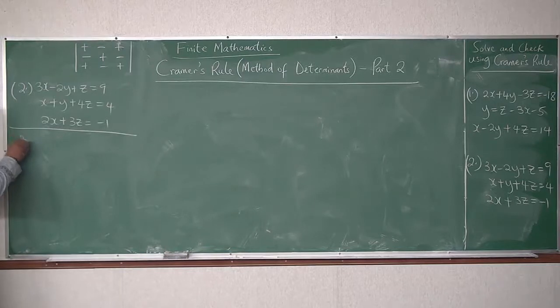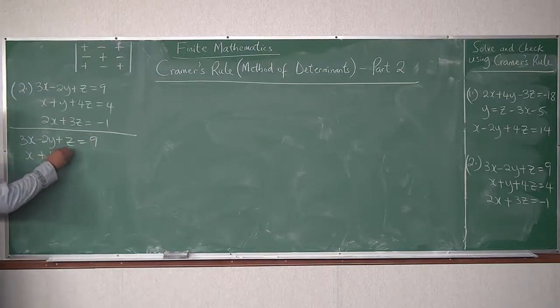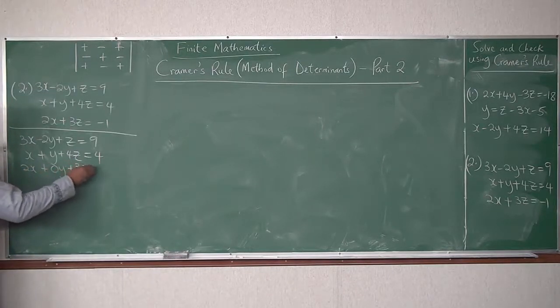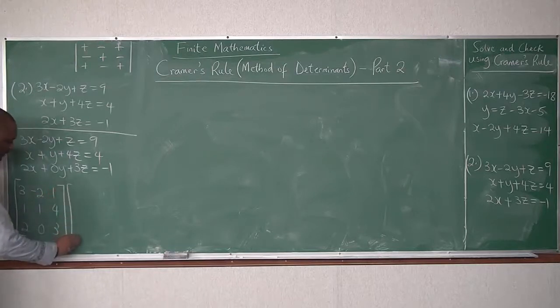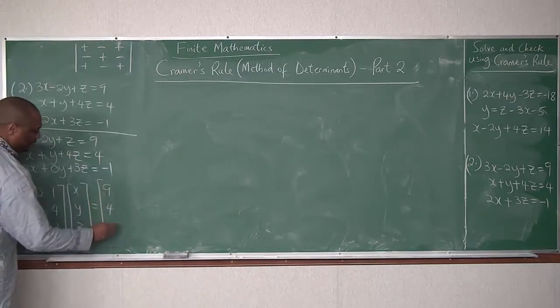So we now rewrite this as 3x minus 2y plus z is 9. X plus y plus 4z is 4. Then 2x, since it is missing and we have to complete it, it will be plus 0y plus 3z equal to -1. Now, after writing this, the next step is to write the matrix of coefficients. We have 3, 1, 2. We have -2, 1, 0. We have 1, 4, 3. Times the matrix of the variables x, y, z equal to the matrix of the constants 9, 4, -1.